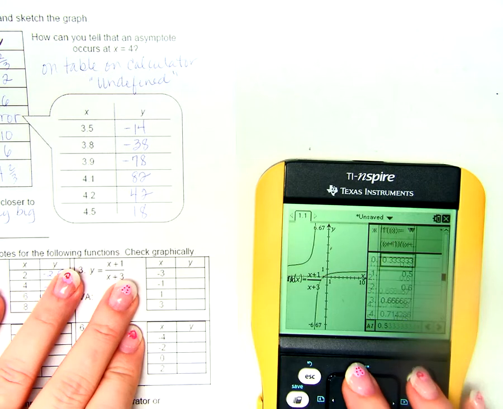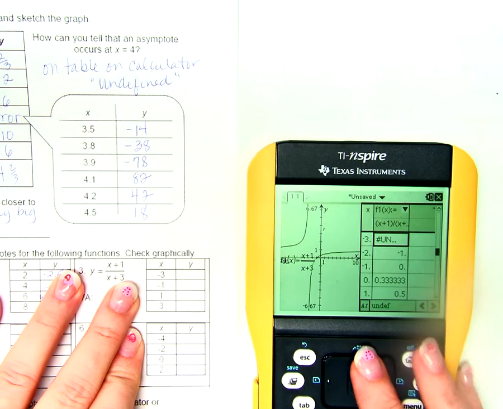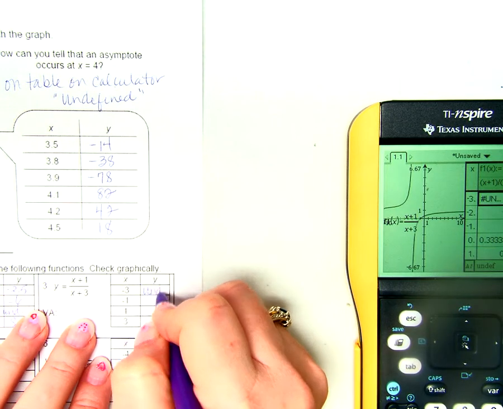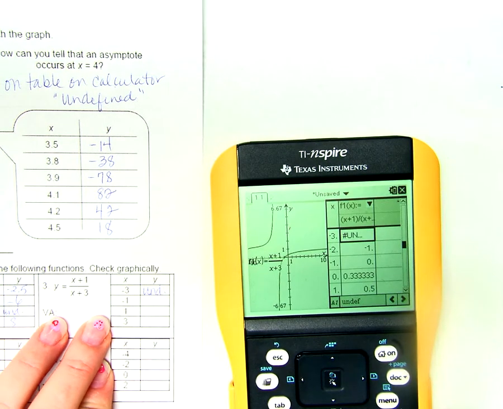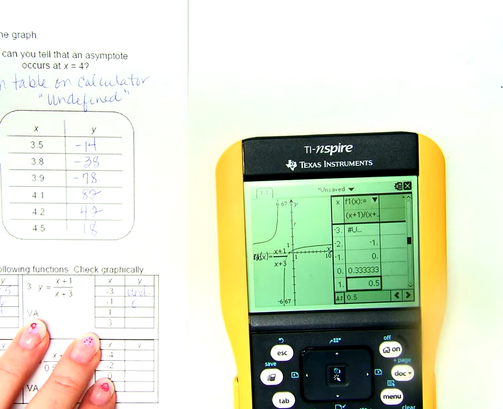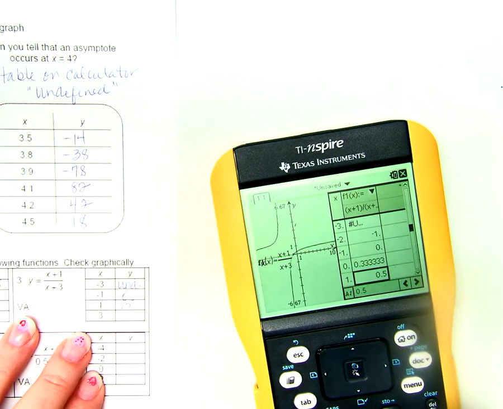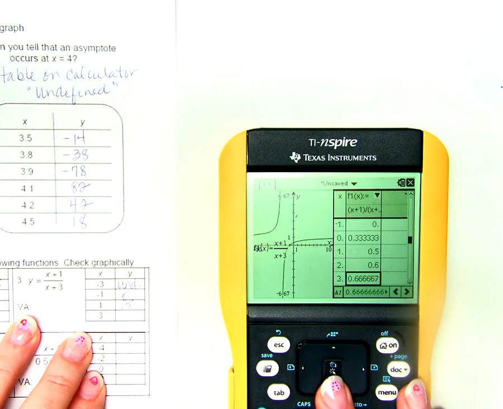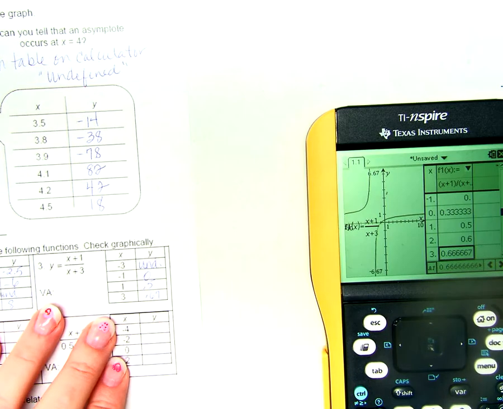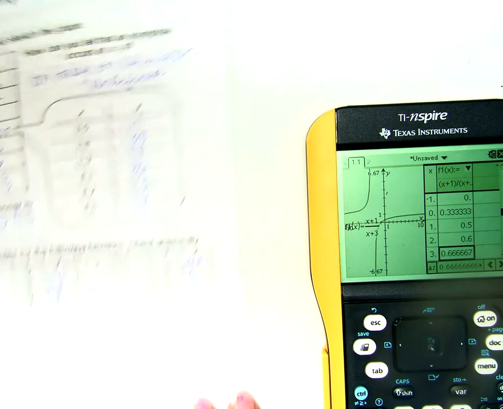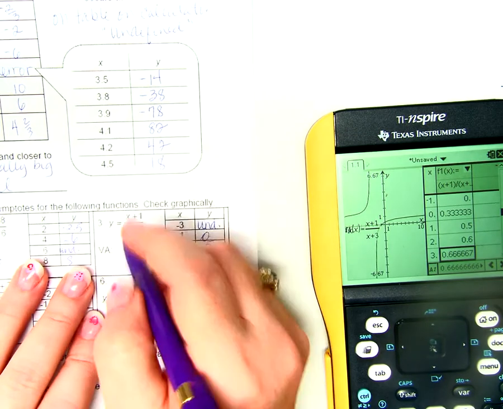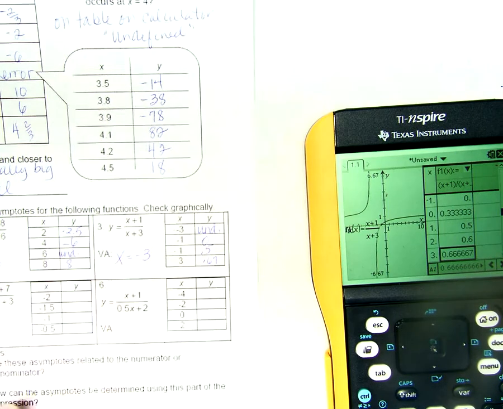When x is negative 3, y is undefined. When x is negative 1, y is 0. When x is 1, y is 0.5. And when x is 3, y is 0.6 repeating, so 0.67. Okay? Where's my vertical asymptote? Well, where's the undefined or the error in the table? That's at x equals negative 3.